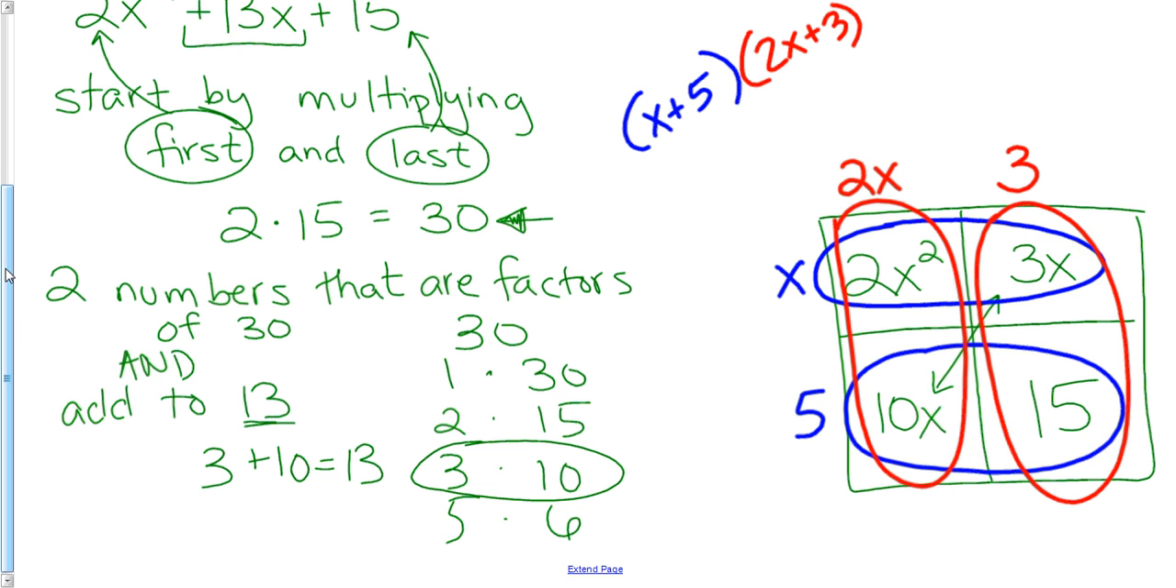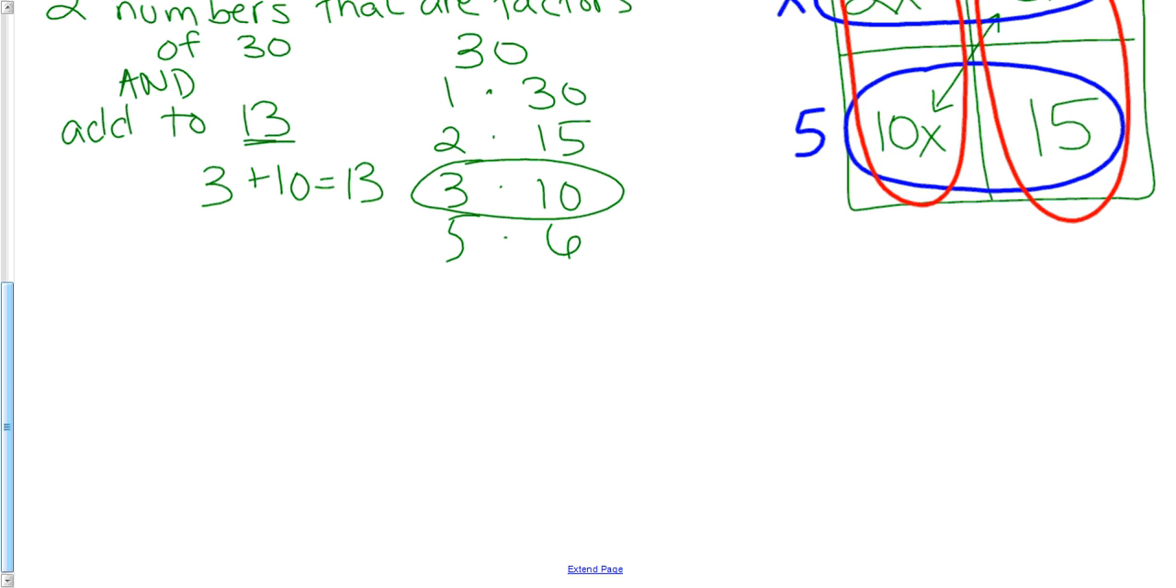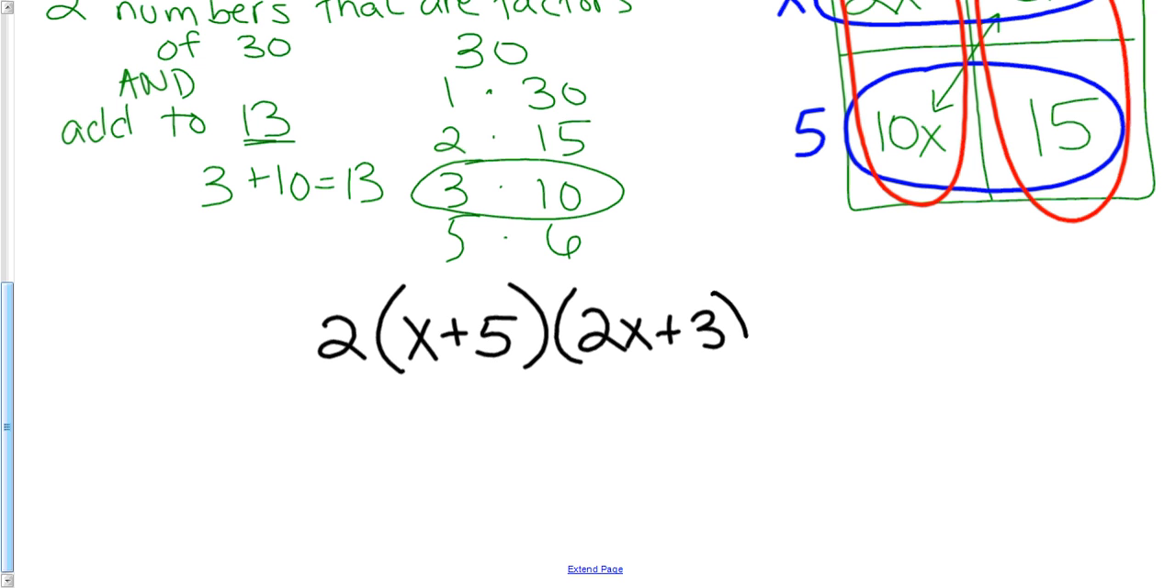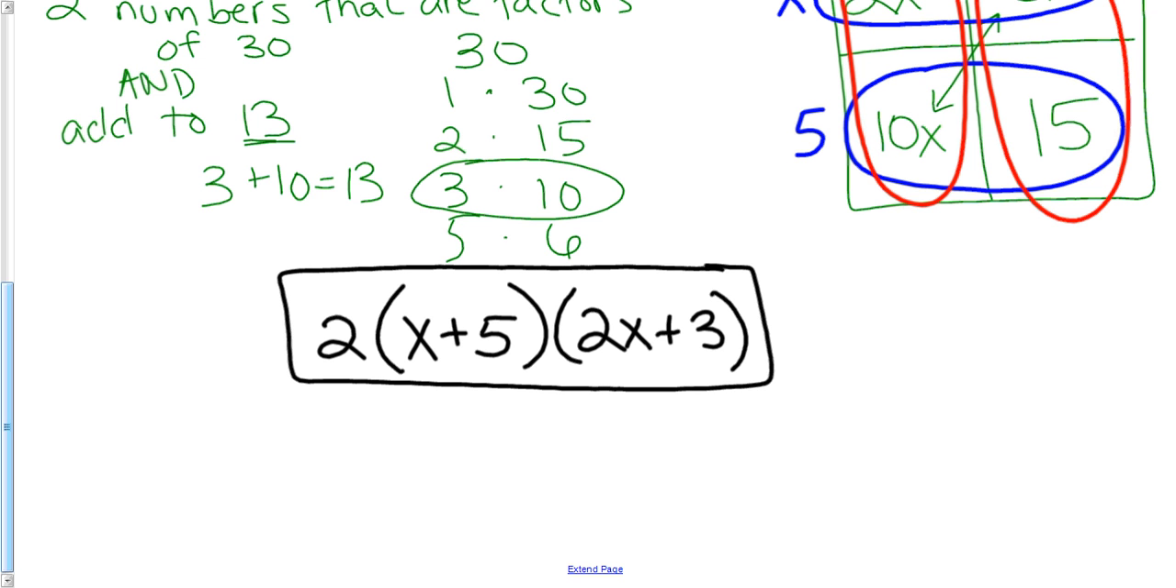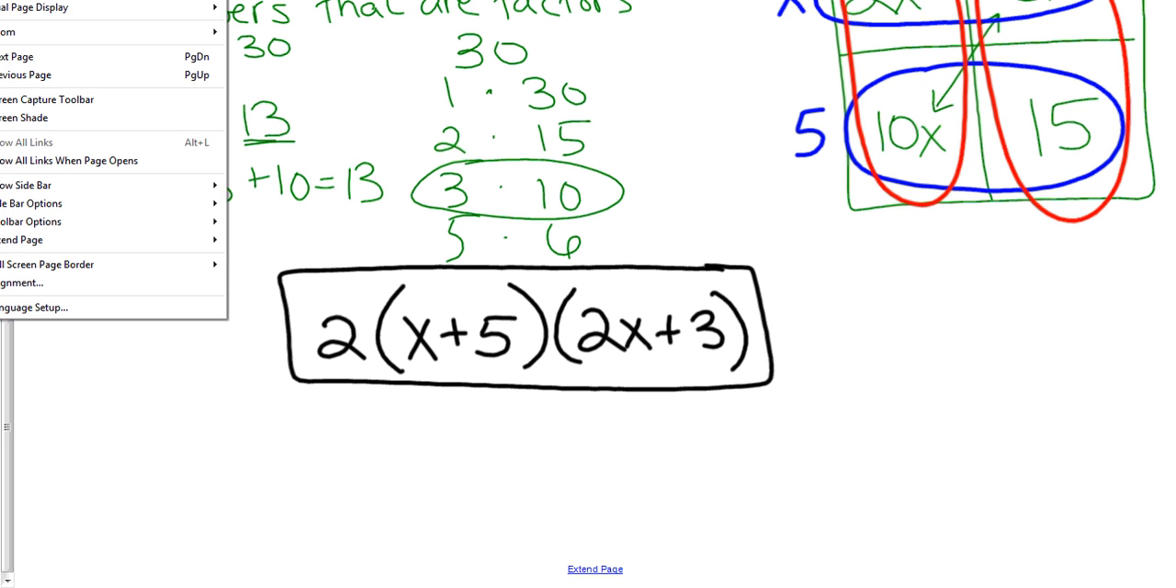So let's wrap this up. I found 2 factors using my area model. I can't forget about my original factor, that GCF of 2. So when I write my final answer, I have the 2, which is my GCF. I have the x plus 5, which I found from the area model, and the 2x plus 3, which also came from the area model. This is the factored form of what we started with.